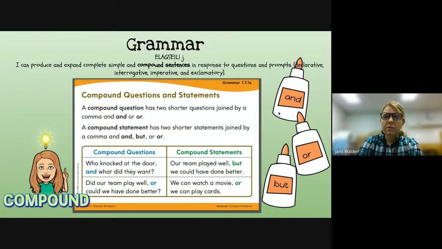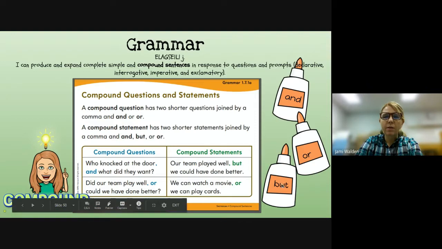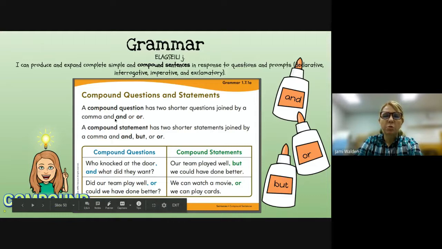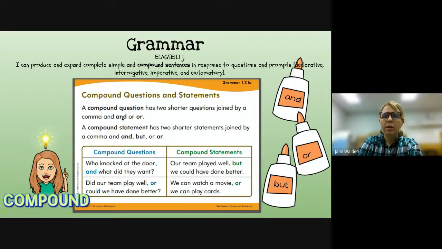So I have these little bottles of glue over here on the side to help us remember. The conjunctions we will focus on are the conjunctions and, or, and but. Those are like glue that are going to hold together two little sentences or two little questions to make a longer question or a longer sentence. So here, a compound question has two shorter questions joined by a comma and or. So if we're going to make a compound question, we're going to use the conjunction and or. A compound statement, we're going to join with the comma again and use the conjunction and, but, or.